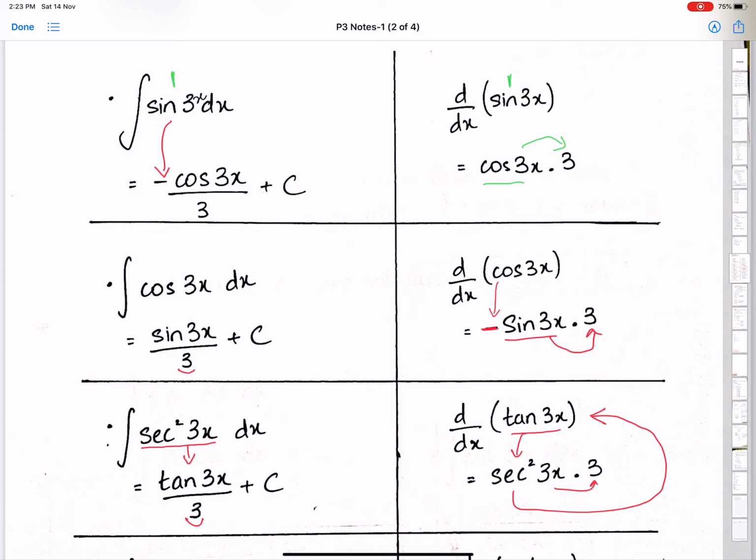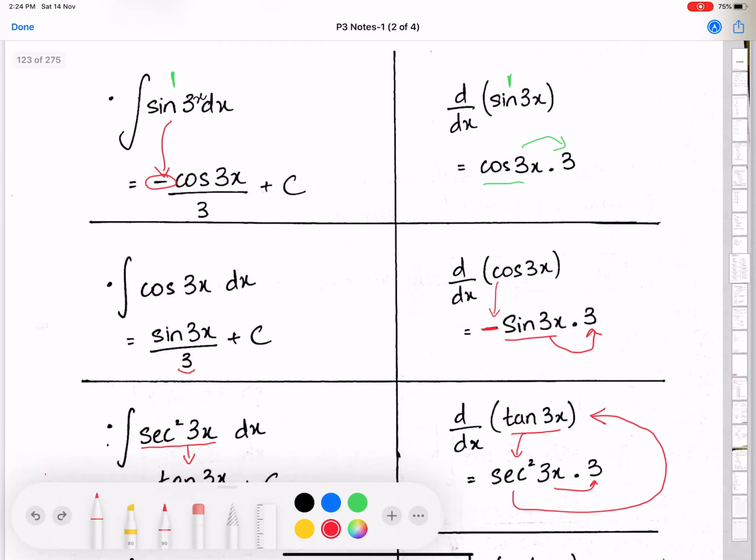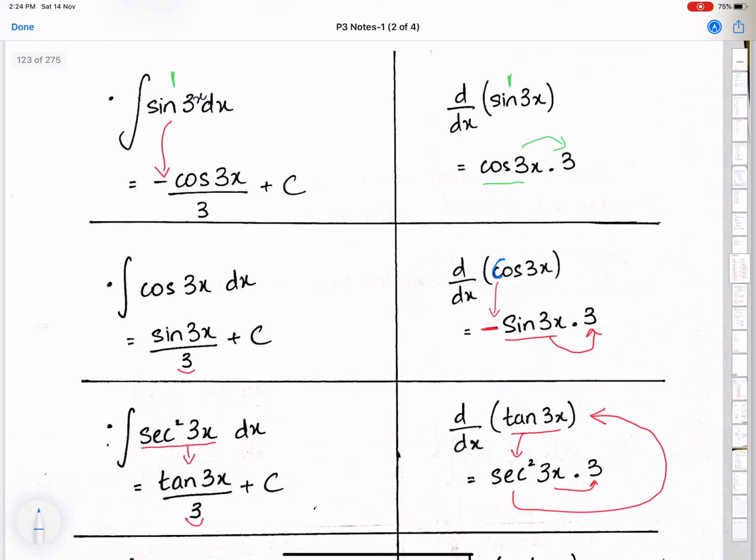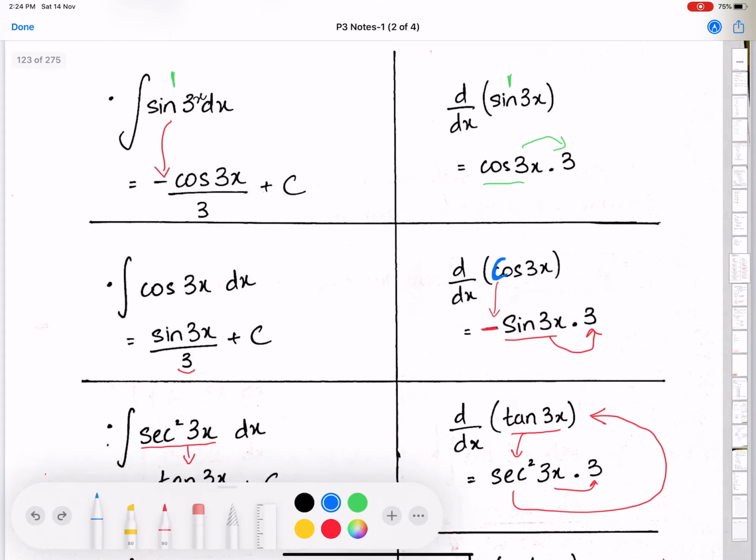And one very important rule to understand the negative sign here and here. You can learn these negative signs. I'm talking about differentiation. In differentiation, when the question starts with the letter C, then there is a negative sign in the answer. This is the rule to learn the negative sign in differentiation.